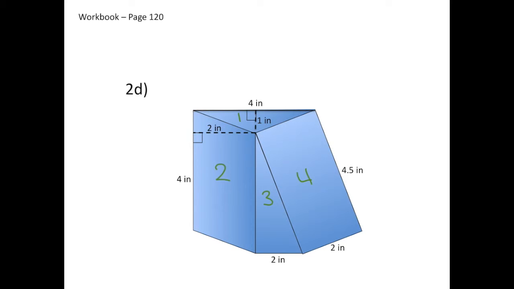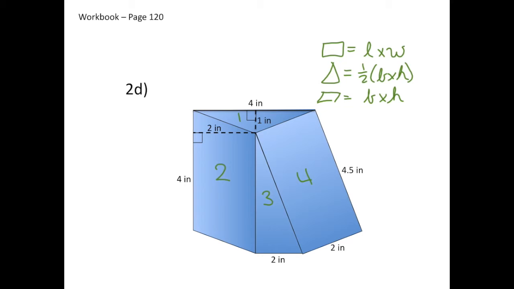Okay, so now let's talk about solving this problem. I see that I have a rectangle, I have a triangle, and I have a parallelogram. So I'm going to go ahead and write down all 3 formulas. The formula for a rectangle is length times width. Formula for a triangle is half base times height, and the formula for a parallelogram is base times height. So now I just have to identify the correct parts of each figure and solve.